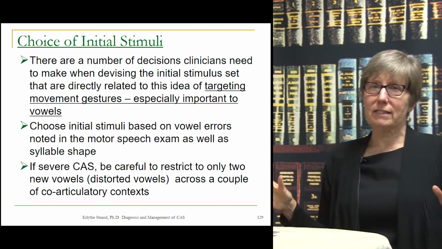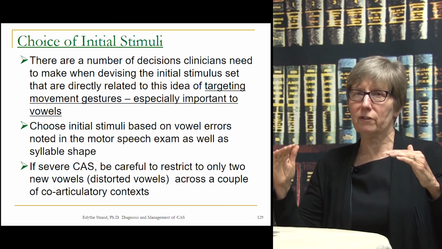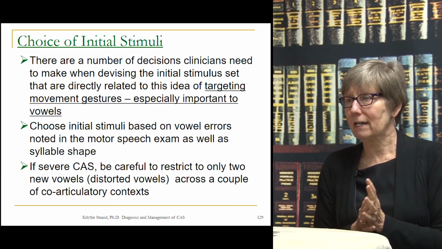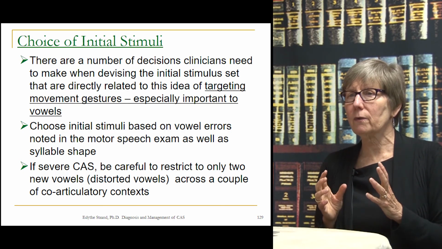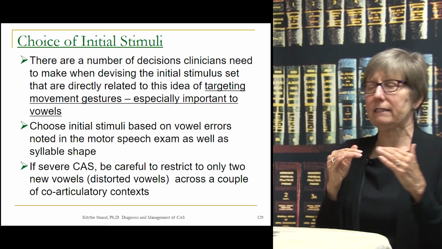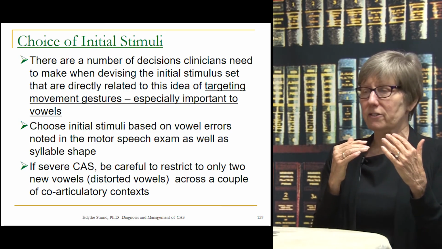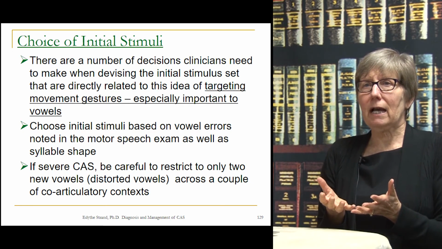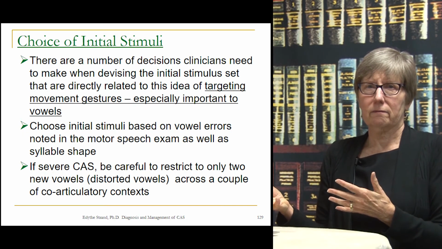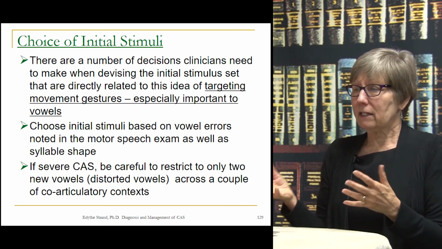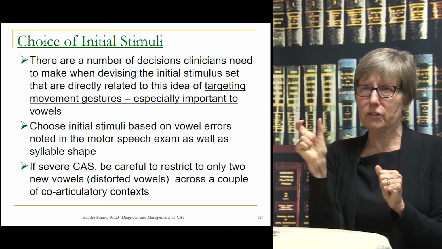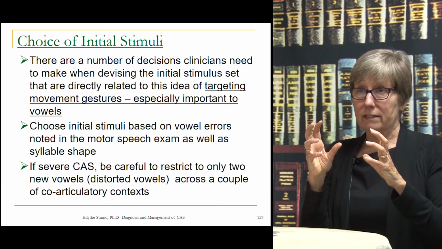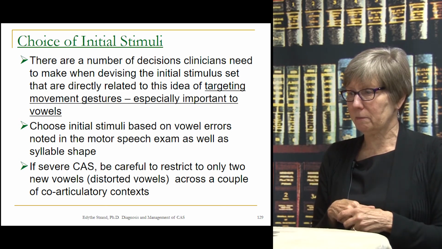There are a number of decisions that you have to make with initial stimuli. We're just going to go over it very briefly in this video, with much more practice in the advanced on-site workshop. These decisions, when we're devising the initial stimuli, are directly related to targeting, of course, the movement gestures. And I usually choose initial stimuli based on what vowel distortions they are exhibiting a lot. And I'll choose those vowels in particular syllable shapes based on my motor speech exam results, and I'll vary the co-articulatory context. So that's how I choose my initial stimuli.